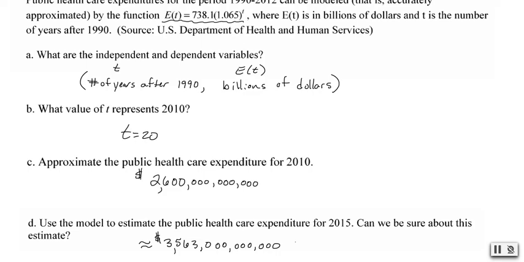It depends on a lot of factors, but I would say step back and look at all the data that you were given to come up with this model and see if that's within the pattern. It doesn't sound like it's too much off. It's definitely skyrocketing. So I'd say, yeah, we could be moderately sure about that estimate.